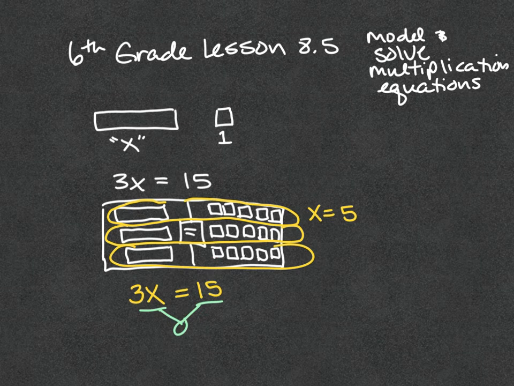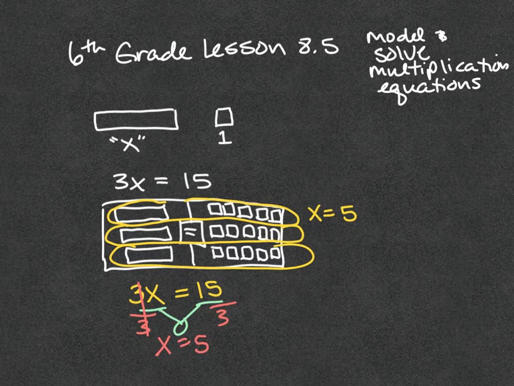So if I divide by 3 on this side of the equation, and same applies as long as I do the same on the other side of the scale, divide by 3. 3 divided by 3 is 1. That leaves me with just 1x. 15 divided by 3 is 5.